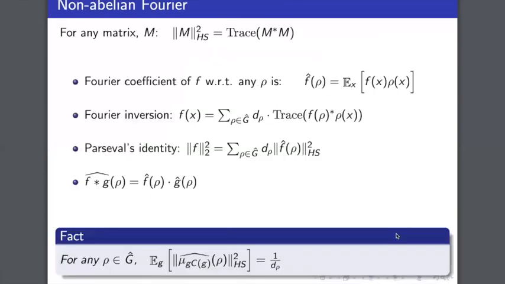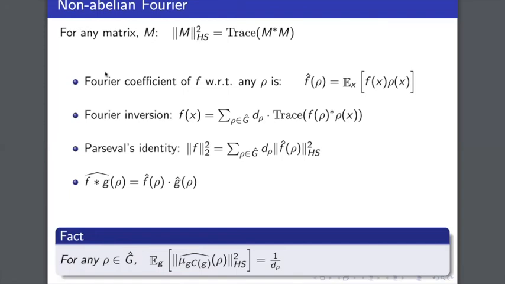So before we go into slightly more details, let us recall some facts from non-abelian Fourier. These are all basic facts. So first of all, for any complex matrix, the Hilbert-Schmidt norm square of the matrix is simply the trace of this matrix product. So it's the conjugate transpose of M times M itself. We take the trace of it and get the Hilbert-Schmidt norm square.